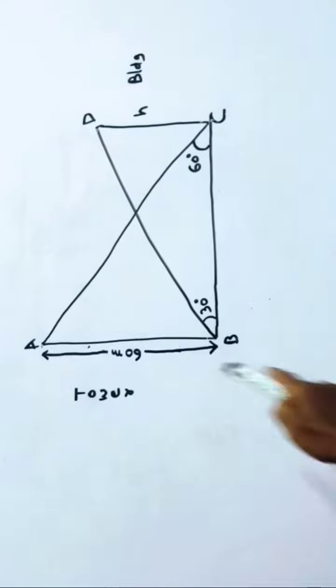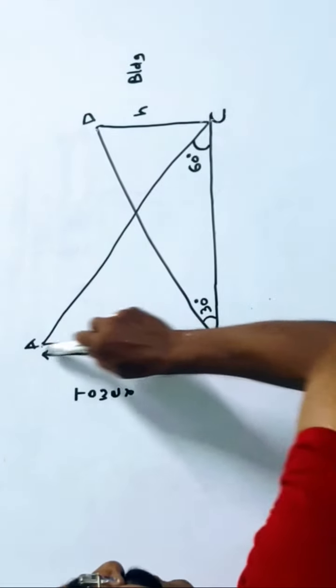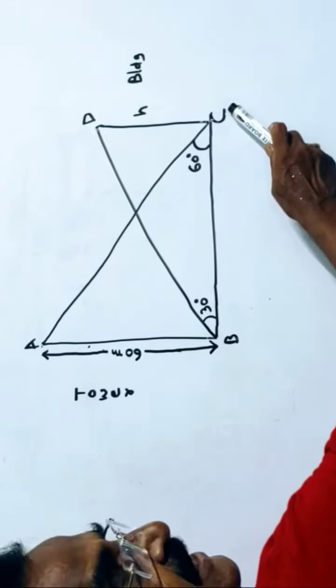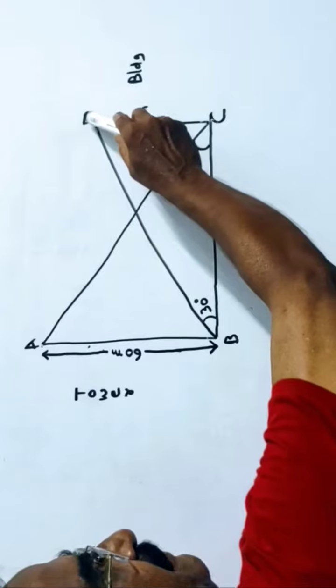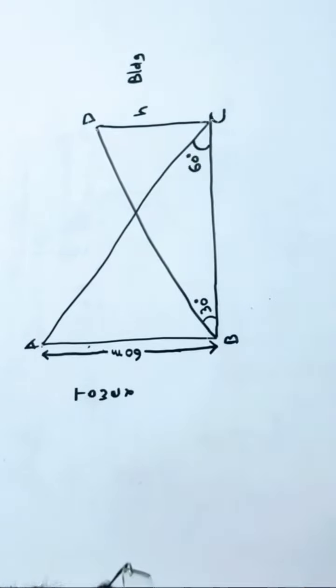Friends, first let us consider this triangle, triangle ABC. From this triangle we can find BC. And after that, from triangle DBC we can find the height of the building.